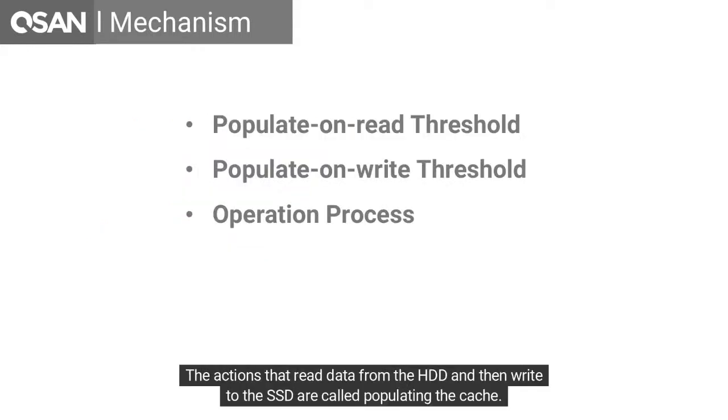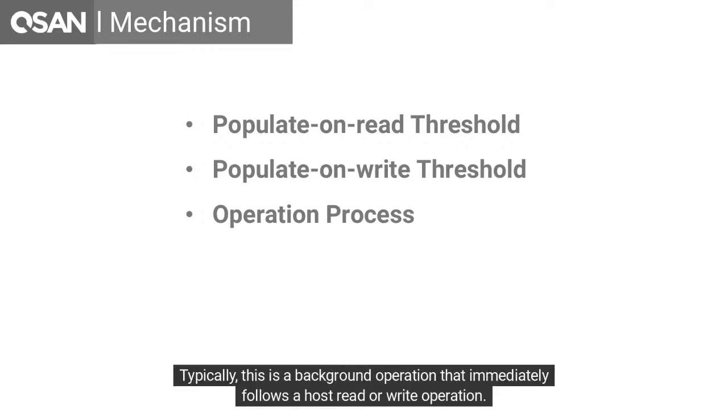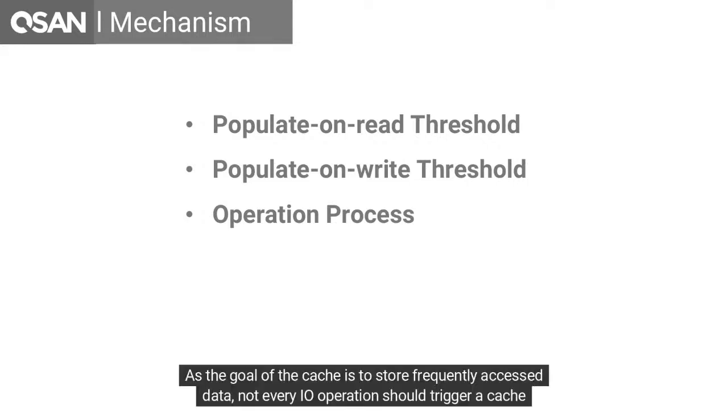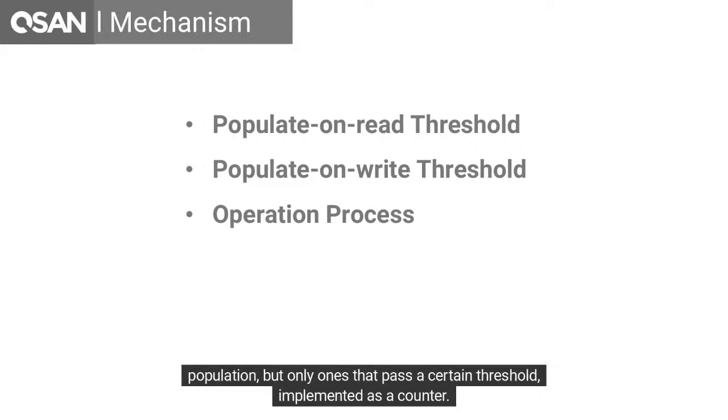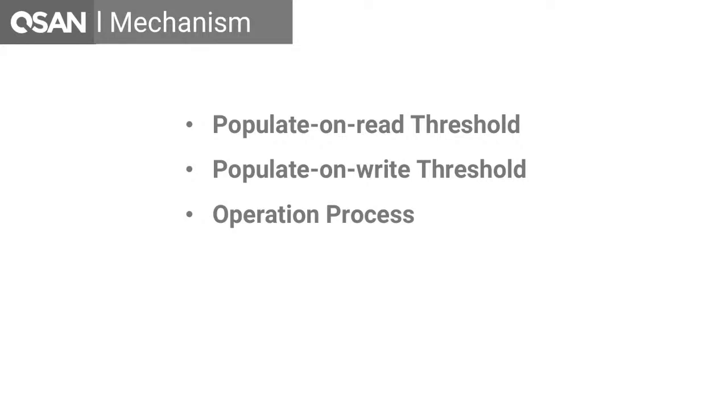The actions that read data from the HDD and then write to the SSD are called populating the cache. Typically, this is a background operation that immediately follows a host read or write operation. As the goal of the cache is to store frequently accessed data, not every I/O operation should trigger a cache population, but only ones that pass a certain threshold, implemented as a counter. There are both a populate on read threshold and a populate on write threshold.